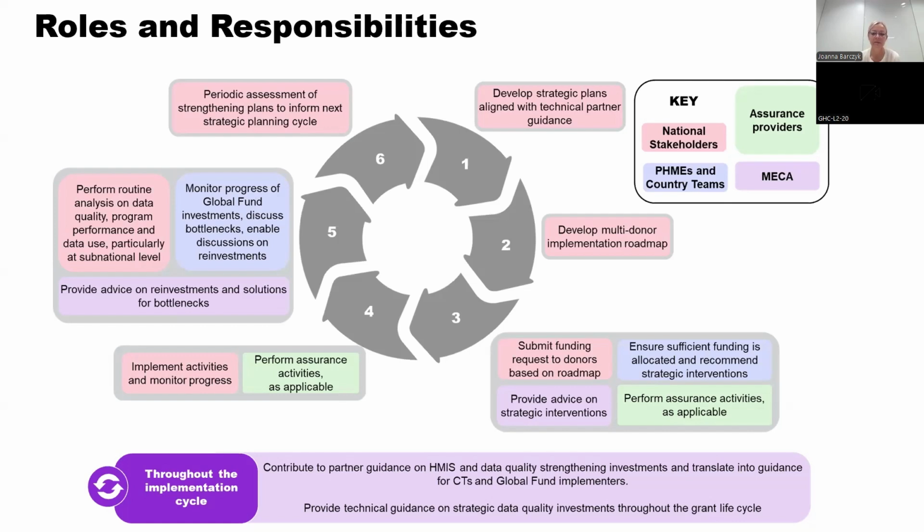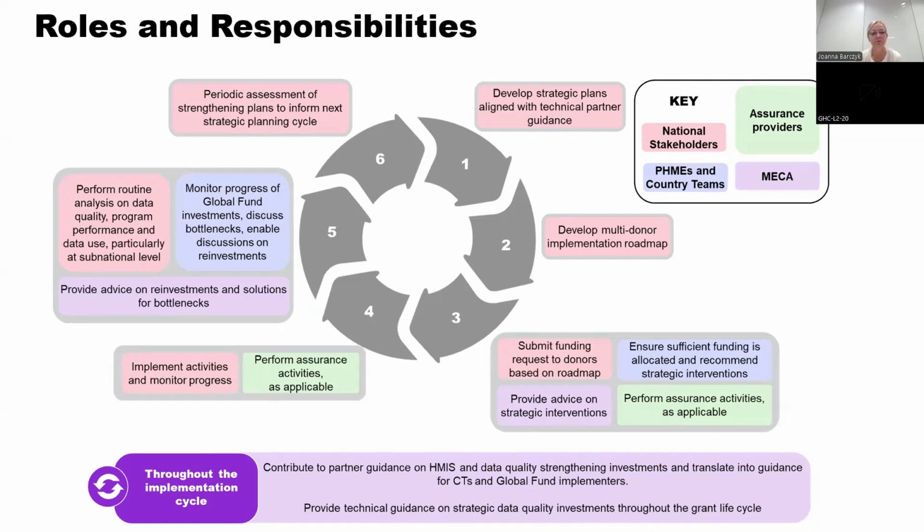You implement the activities, and assurance providers may do assurance activities if it's deemed necessary. It's important for the country stakeholders to really perform routine analysis on data quality, but also program performance, especially at subnational level, and monitor your performance, but also see how the absorption of the MNU module progresses, so that you can reinvest in new or existing gaps to make the best out of the MNU module to strengthen your health information system through GC7. And the Global Fund country teams, of course, monitor the progress. They try to discuss the existing bottlenecks with you, see how during reprogramming funds can be reinvested, and the bottlenecks can be resolved as much as possible.